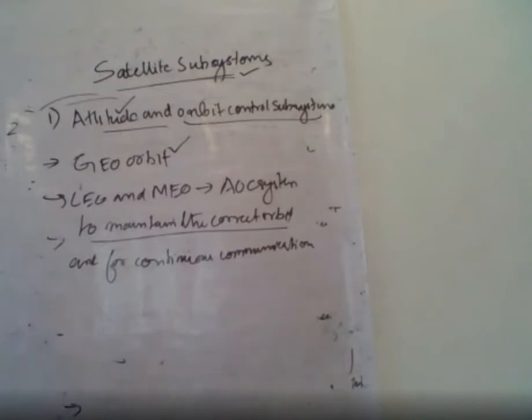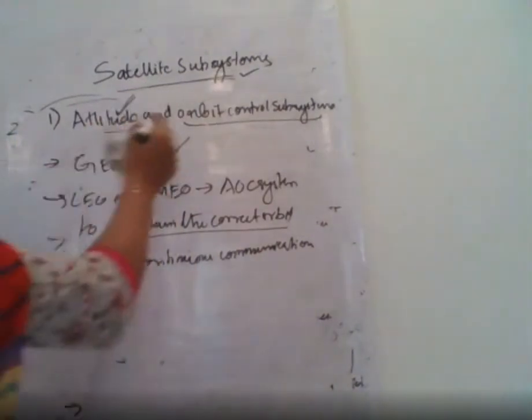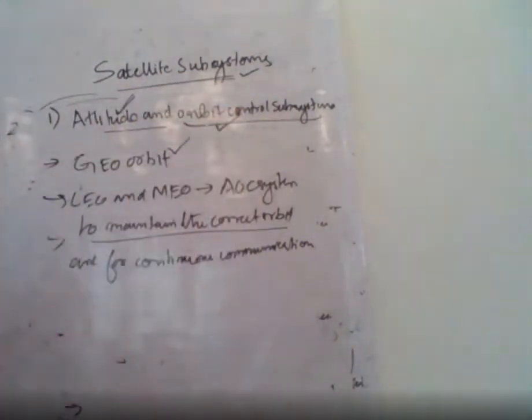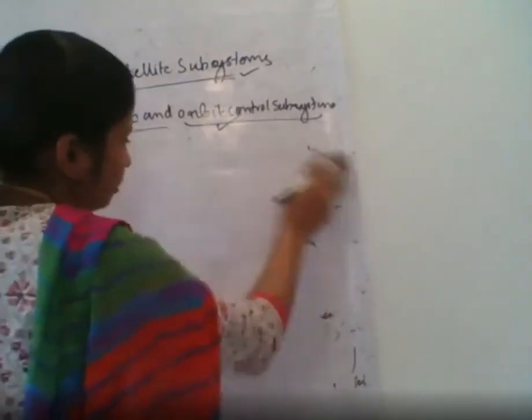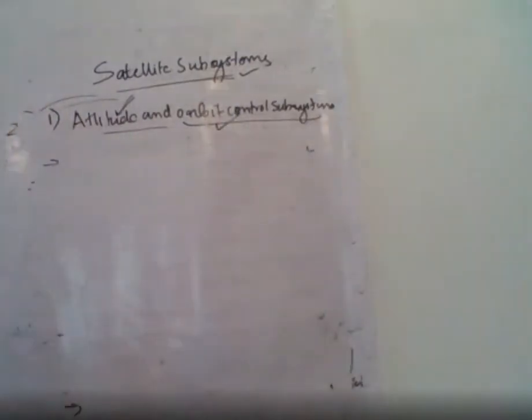So this is about the attitude and orbit control system. We have discussed the attitude control system and the orbit control system, and altogether this is needed for orbital correction and orbital inclination correction.